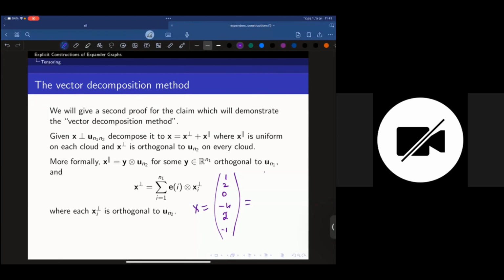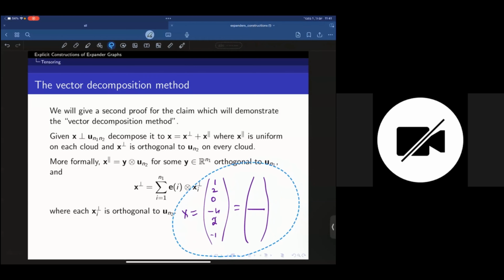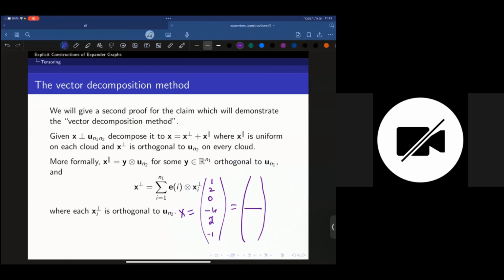And now I want to write it as... actually from that you cannot know what the clouds are, but let me tell you that there are two clouds of size 3. Let me just shift it a little bit here. And this is X, and what I want is to write X uniform and X parallel.